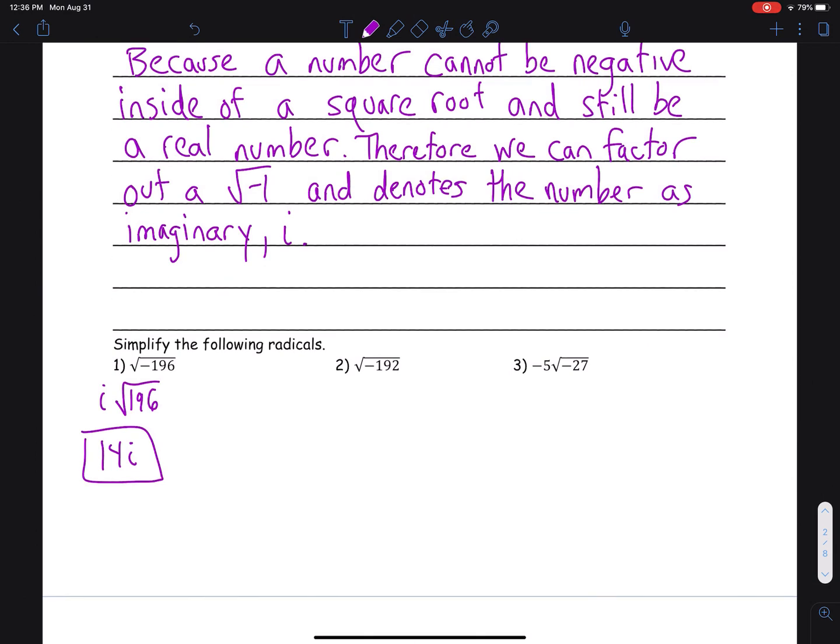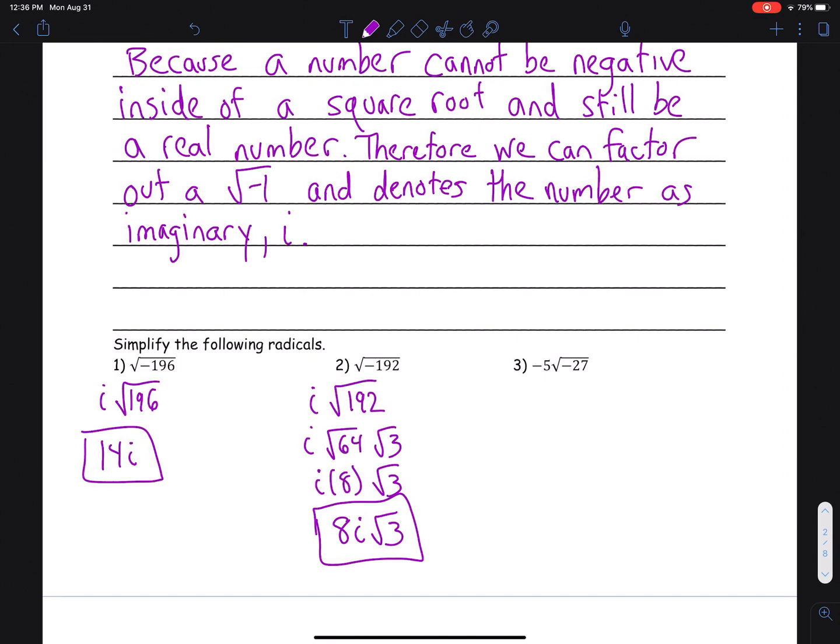Number 2, square root of negative 192. Take out the i. That will make the inside positive. We denote this as an imaginary number. So that would be i, and then the highest perfect square that goes into 192, 64. So it'd be radical 64, radical 3. Let's continue to simplify that. That would be i times 8 times radical 3, which is 8i radical 3.